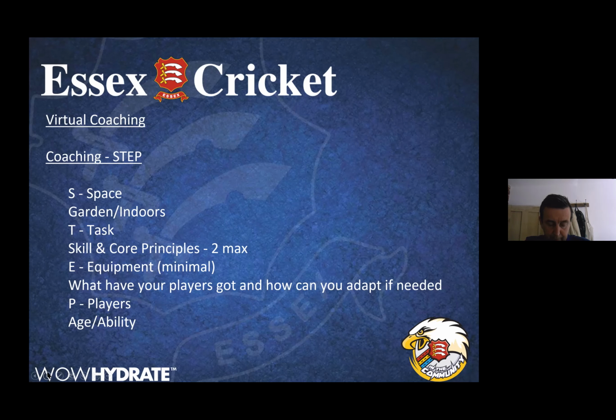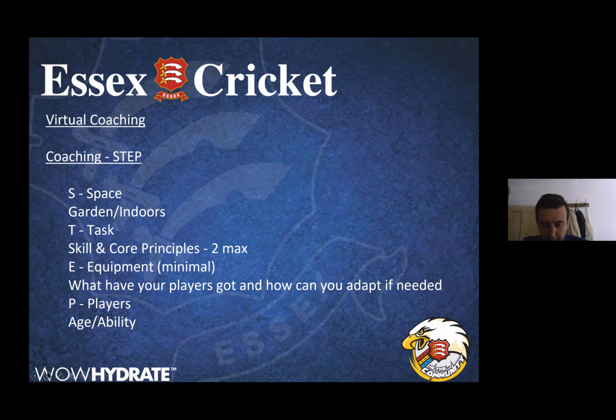Your task is looking at your skill, so batting, bowling, fielding, keeping, but then thinking about your core principles as well. Remember those core principles, or sorry, they're slightly changed, haven't they, on the foundation level 1, your foundation principles. Thinking about one or two max, working on one or two things at a time that they need to work on. Balance, rhythm, full face of the bat. All these things are still key in our coaching, even online. Those core principles are key.